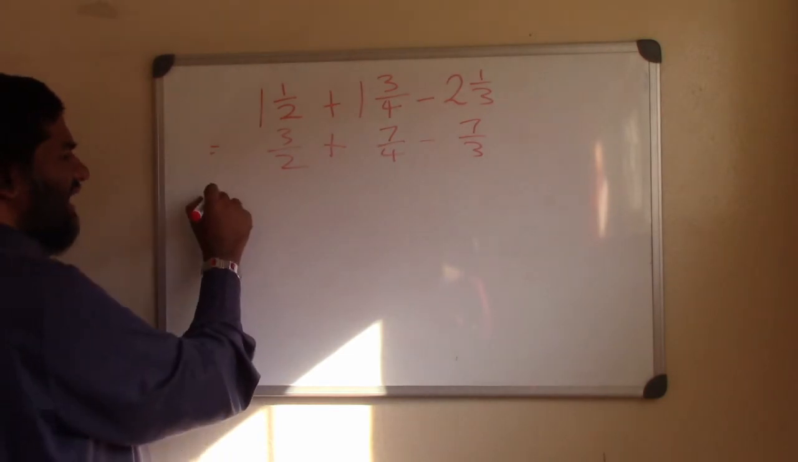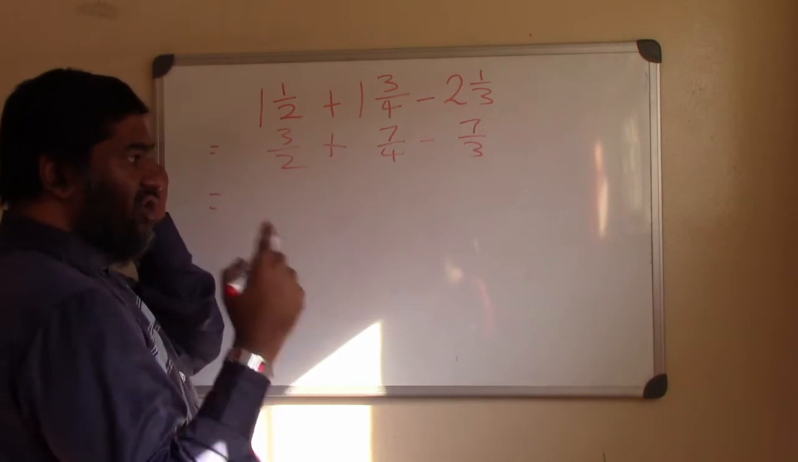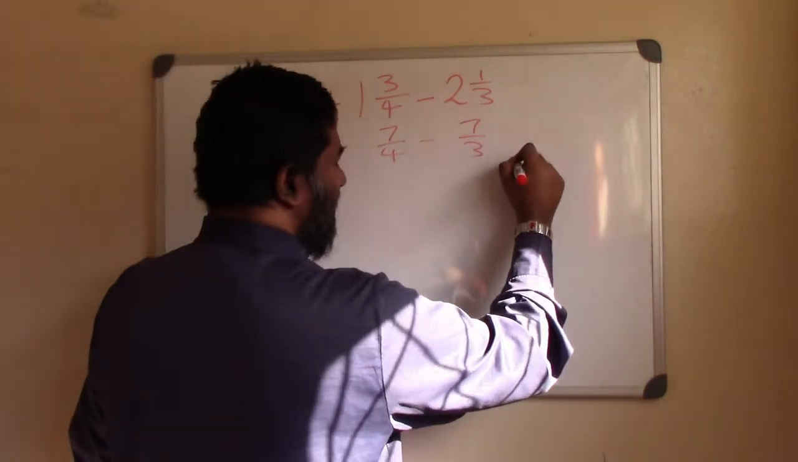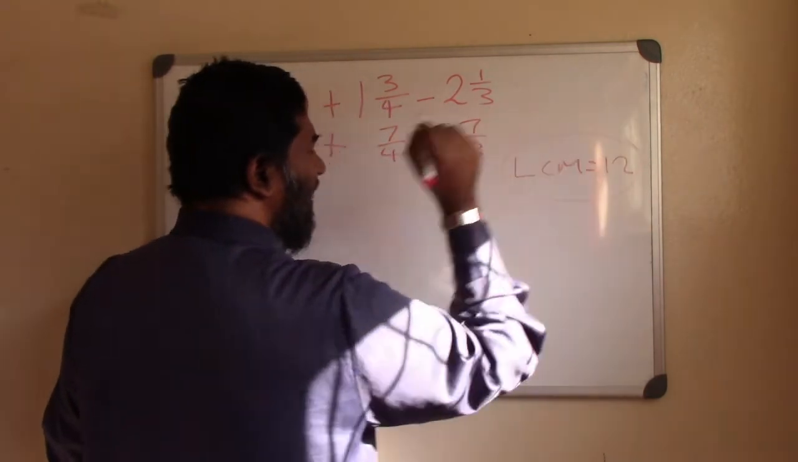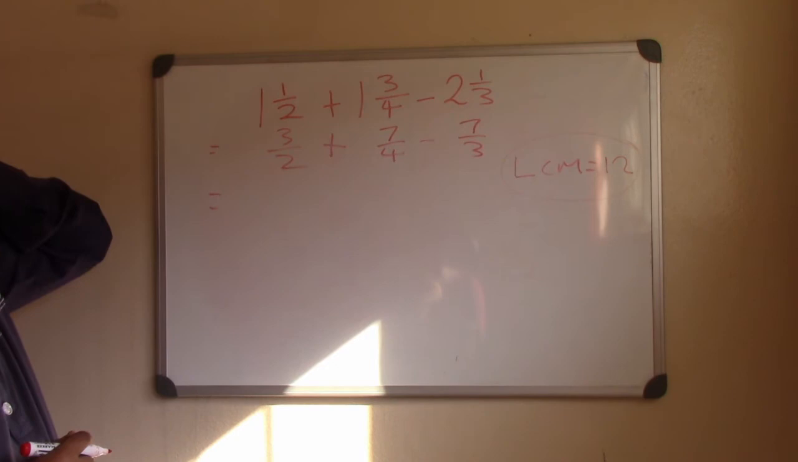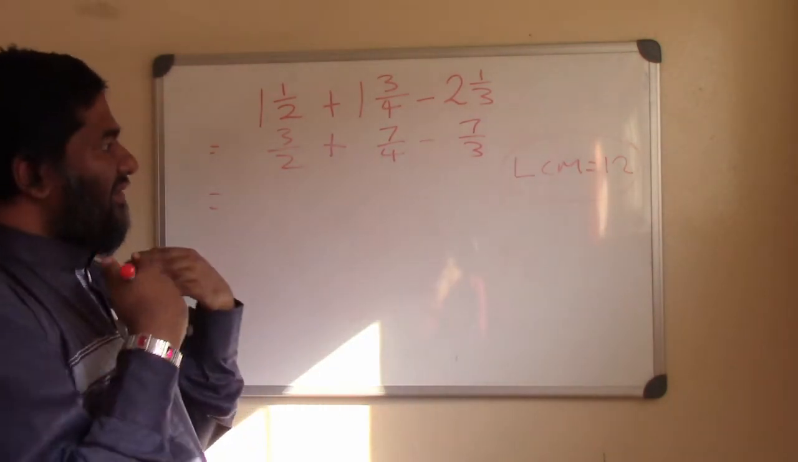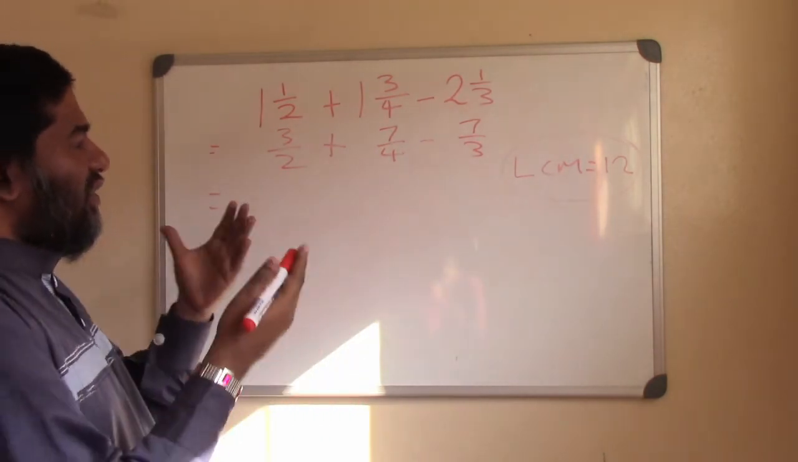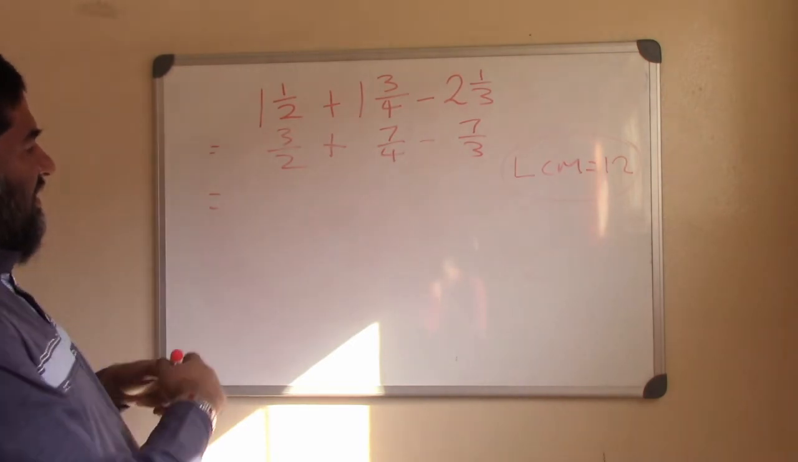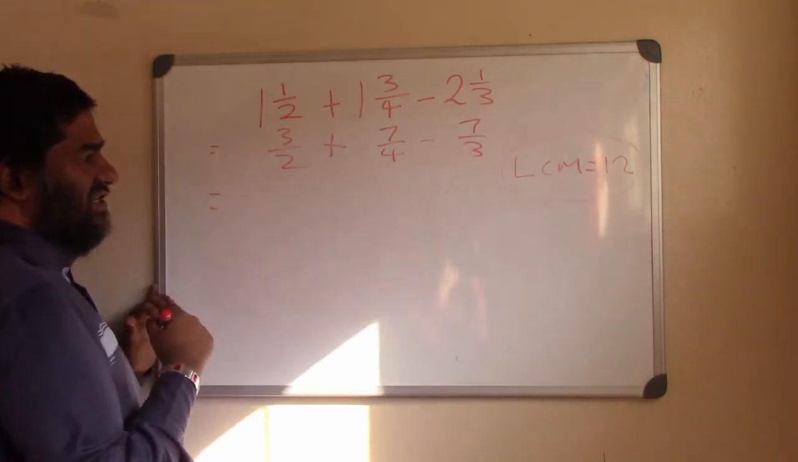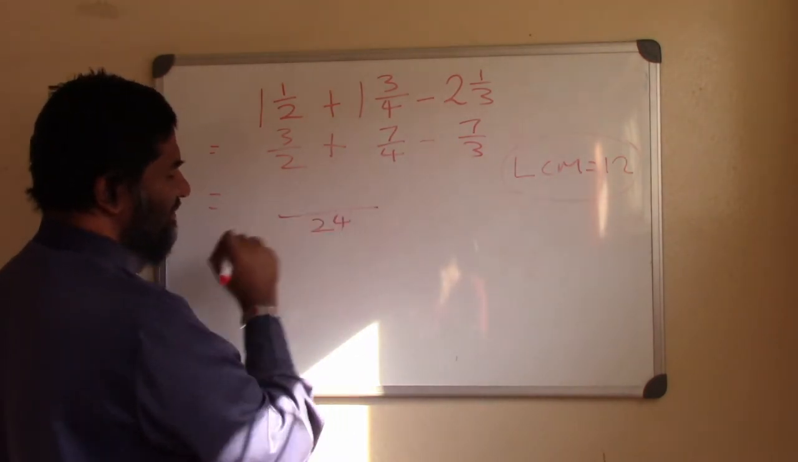Now I've got to find the LCM of 2 and 4, which is 4. 4 times 3 is 12. The correct LCM would equal 12. Now in this example, I'm going to assume that you don't understand it or everyone is having difficulty. So I'm going to change the LCM. 2 times 4 is 8 times 3 is 24. So I will put everything over 24.